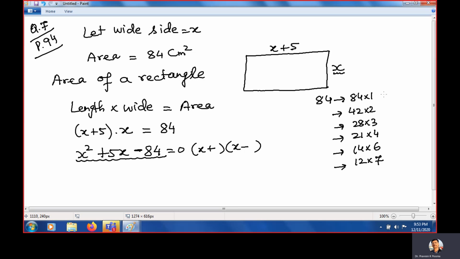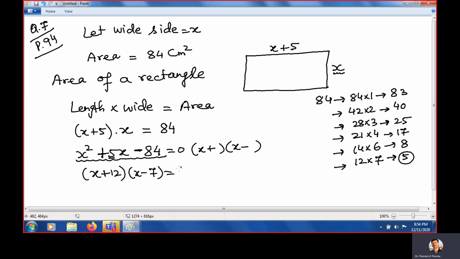This number is negative. Negative means minus: 84 minus 1 is 83. 42 minus 2 is 40. 28 minus 3 is 25. 21 minus 4 is 17. 14 minus 6 is how much? It is 8. And 12 minus 7 is 5. So 5 is matching here because this is 5. So one factor will be positive, one factor will be negative. What is the big factor? It is plus. So x plus 12 and x minus 7 is equal to 0.